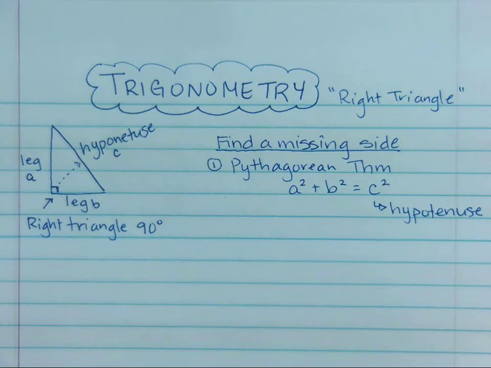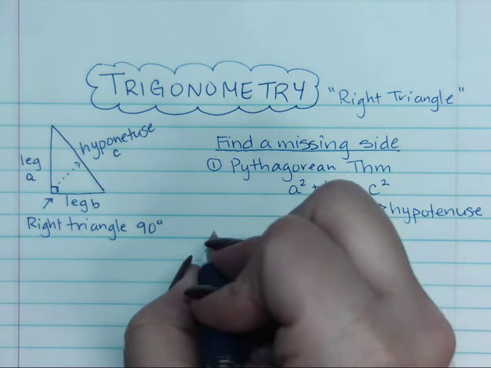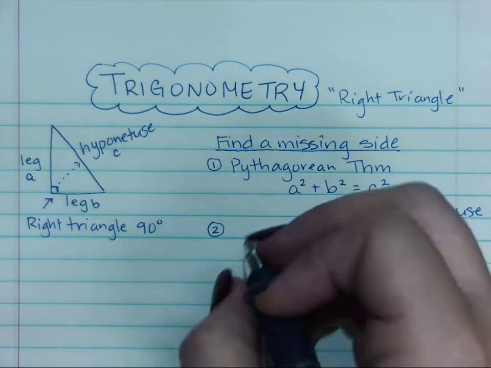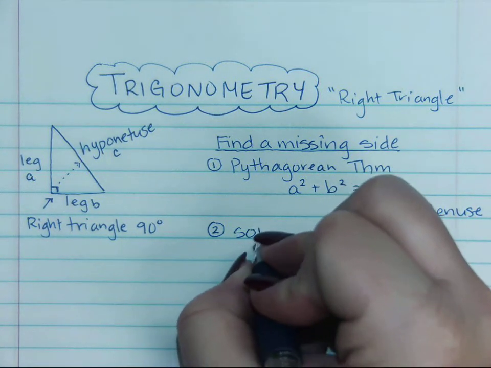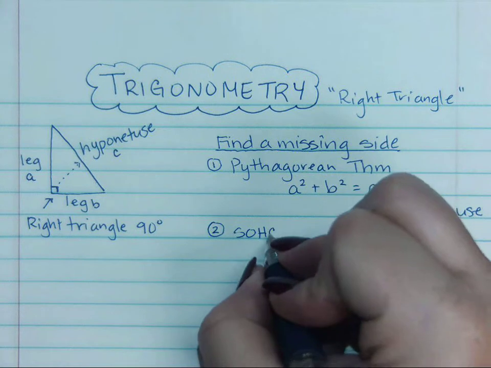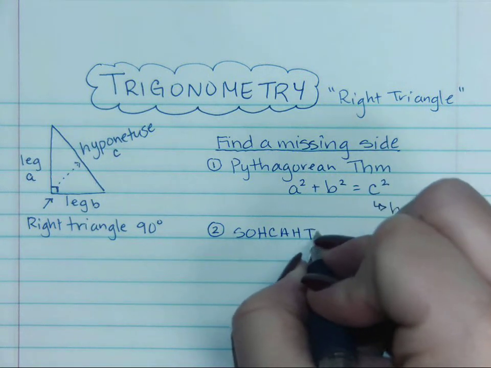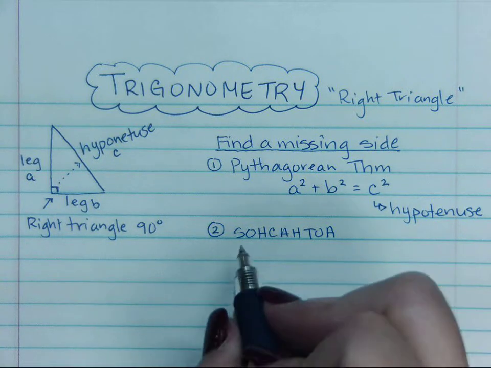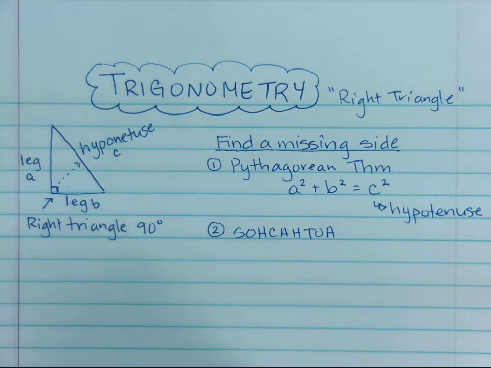The other way to find a missing side is by using trig, which is SOHCAHTOA. And so you may remember this from Math 2, or you should remember from Math 2, a bit about SOHCAHTOA, but we're going to review it again. But the different letters in SOHCAHTOA refer to different trig ratios. So let's first start with just finding a missing side.